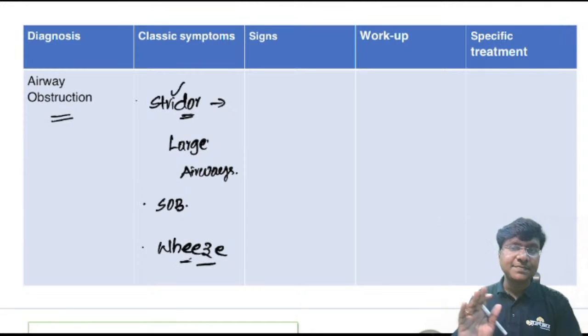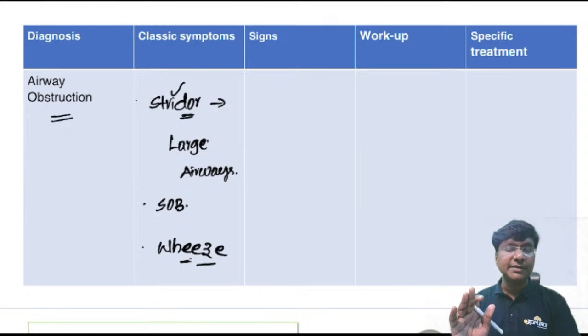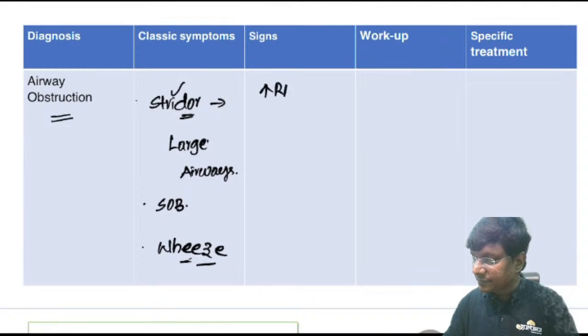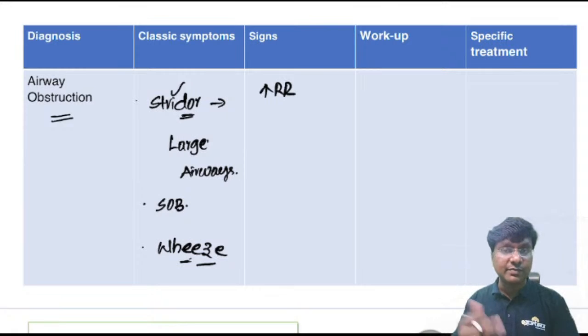So airway obstruction is a very important pulmonary emergency where the individual can present with sudden onset dyspnea. And what will be the signs in case of airway obstruction? The individual will have respiratory distress. Respiratory rate will be more than 30 per minute. The individual will be using accessory muscles for respiration.